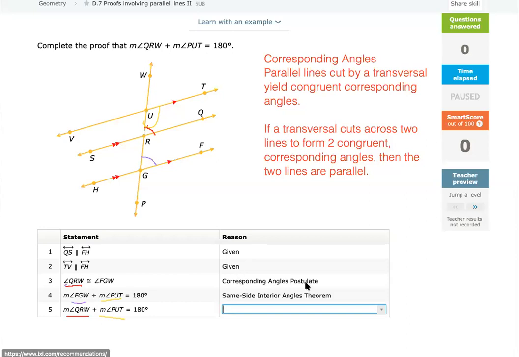So corresponding angles postulate. So just here to note, corresponding angles: parallel lines cut by a transversal yield congruent corresponding angles. If a transversal cuts across two lines to form two congruent corresponding angles, then the two lines are parallel. So you can see in the example, QRW is congruent to FGW.